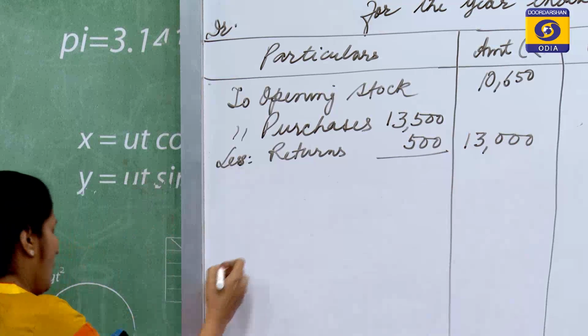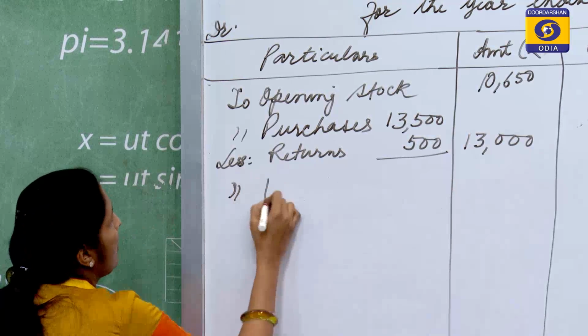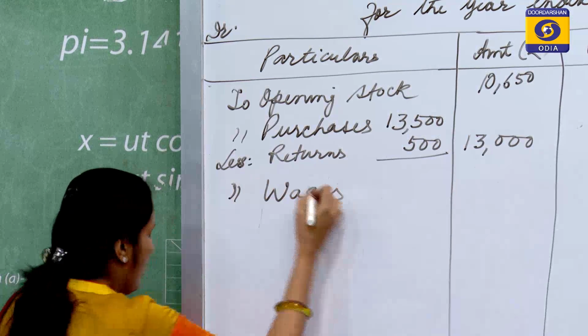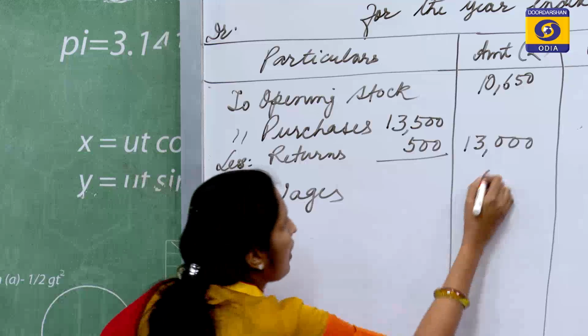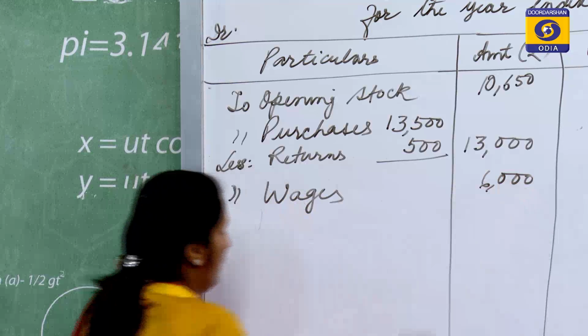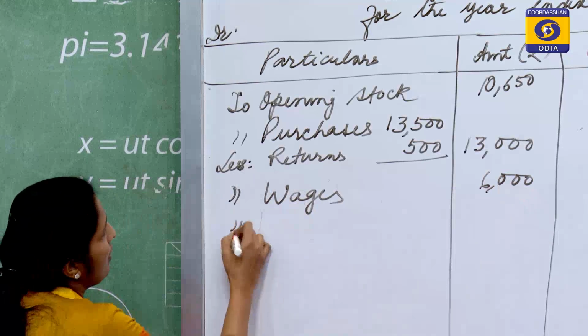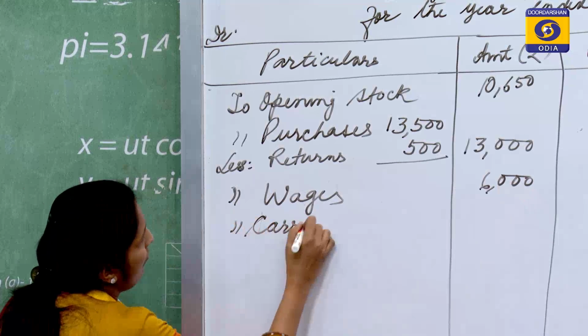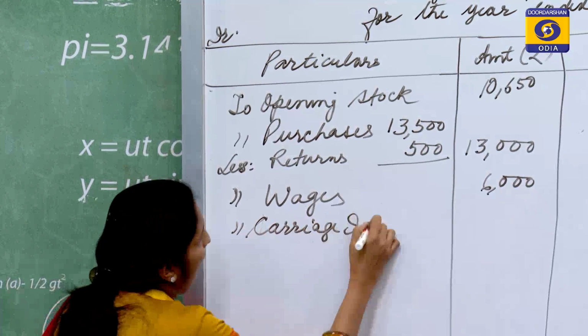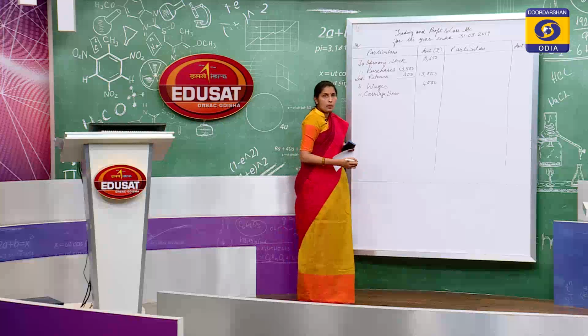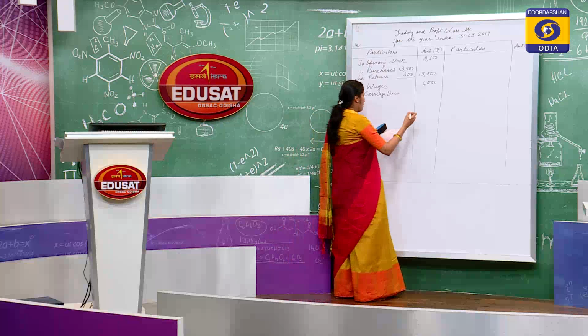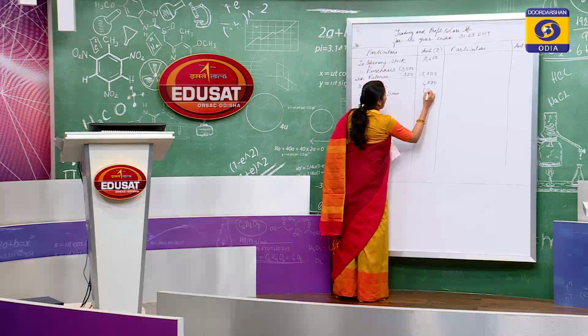The next item on the debit side we have is to wages. Wages given to us is 6,000. Then we have carriage inwards. Carriage inwards will also go to the debit side of trading account. Carriage inwards amount is 1,800.